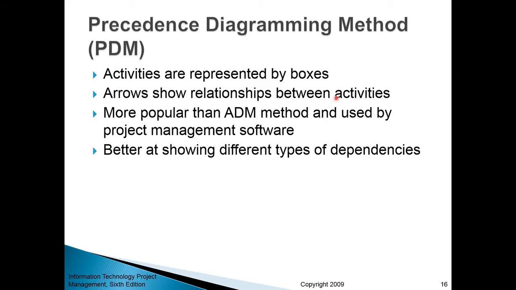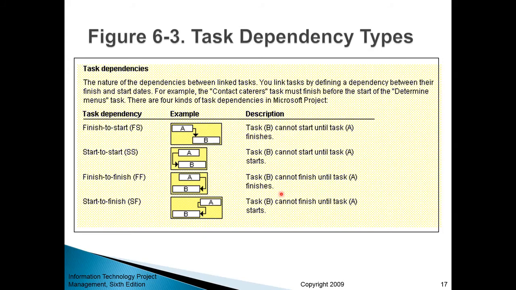Now the second, more popular method is the so-called precedence diagramming method, or PDM. Under this method, activities are represented by boxes, and arrows show relationships between those activities. It's more popular than the arrow diagramming method and is used by project management software such as Microsoft Project. The reason it's widely used by different software applications is that it's much better at showing different types of dependencies, or different logical relationships between activities. So those are the kinds of task dependencies you can visualize using the precedence diagramming method.